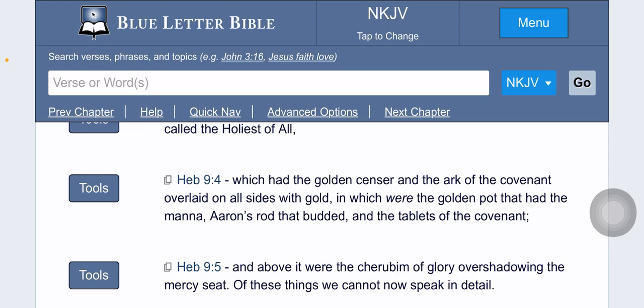Okay, so I'm going to read it verbatim. In the beginning was the Word, and the Word was with God, and the Word was God. All things were made by Him, and without Him was not anything made that was made. In Him was life, and the life was the light of men. Now if you go to the book of Revelation 19:13, it tells you, he was clothed with a vesture dipped in blood, and his name is called the Word of God.